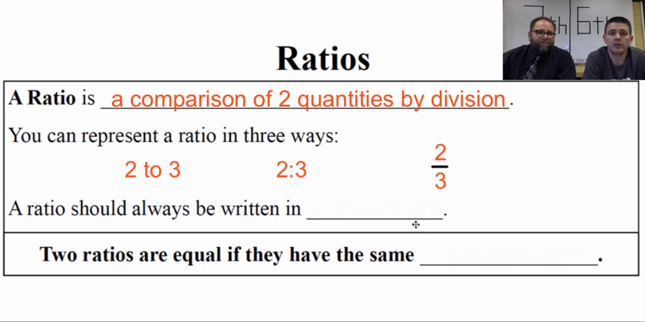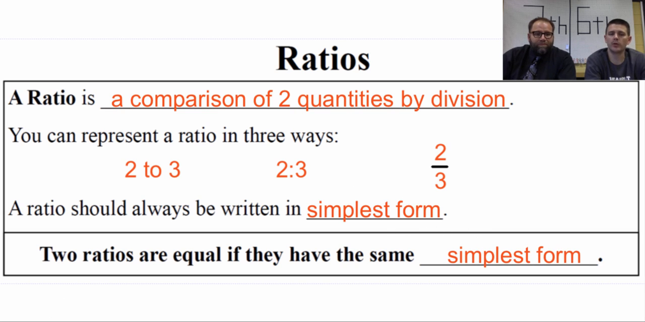You can write 2 to 3. You can use the word "to." A common way is in the middle with the colon, 2:3. What you're going to see most often is written as a fraction. A ratio of 2 to 3 written as 2/3. Like any good fraction, a ratio should always be written in simplest form, so you do have to simplify those. And two ratios are equal if they have the same simplest form. So if you simplify them both and they get the same thing, you know that they are equal to each other.